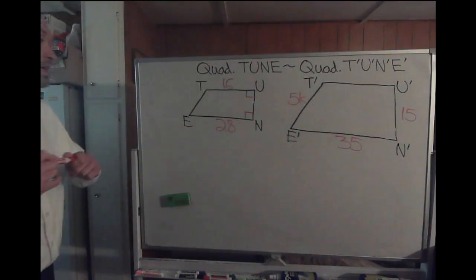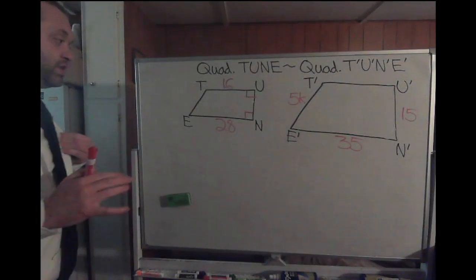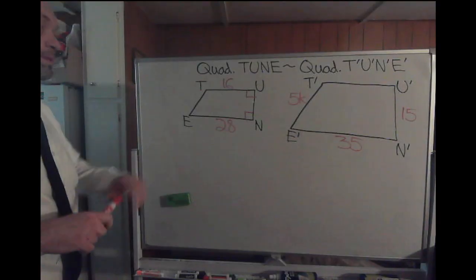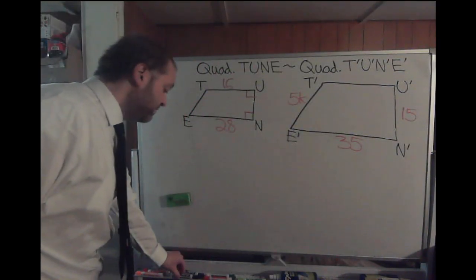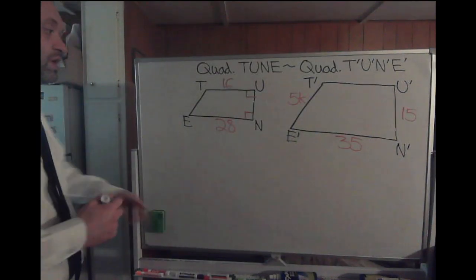Okay. So first thing we're going to do is find the scale factor. Since they're similar, that means they're going to have the same scale factor for every side. So find your scale factor.